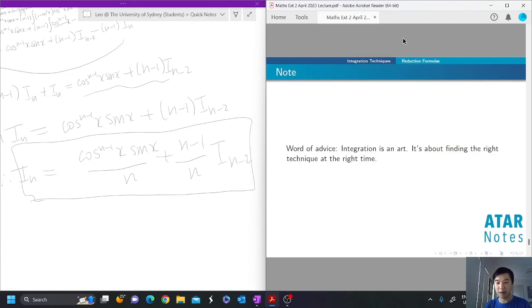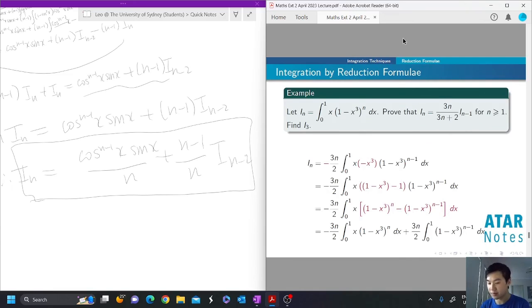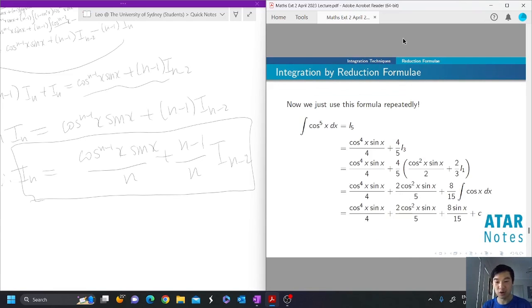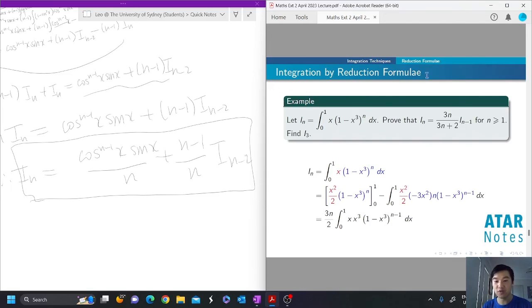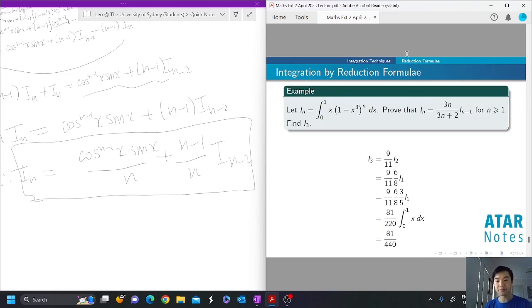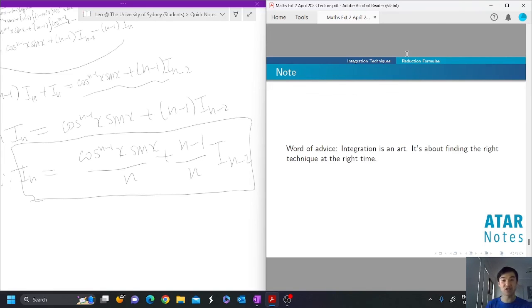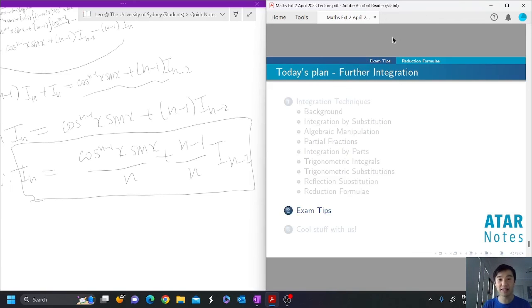So that brings us to the end of all the integration topics we'll be talking about today. There are a few more integration by reduction formula questions, which you can have a look at on the site in your own time. And just a word of advice, integration is sort of like an art form. It's all about finding the right technique at the right time. As you saw today, there are heaps of different techniques that you can apply. It's about choosing the right technique at the right time, and that comes with practice and gaining that intuition from doing lots of practice. So practice makes perfect.